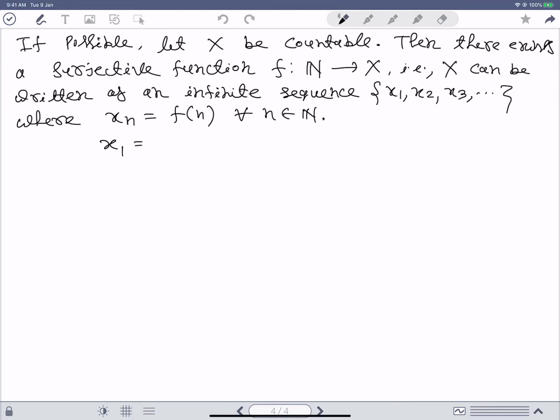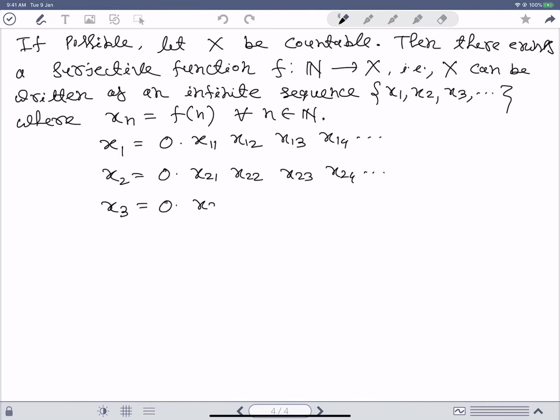So first of all, what is my x1? x1 has a unique decimal representation, so x1 is equal to 0.x11, x12, x13, x14 in this way, and x2 can be written as 0.x21, x22, x23, x24. Similarly, x3 can be written as 0.x31, x32, x33, x34 in this way, and so on. Now here the xij belongs to the set 0, 1, 2 up to 9.